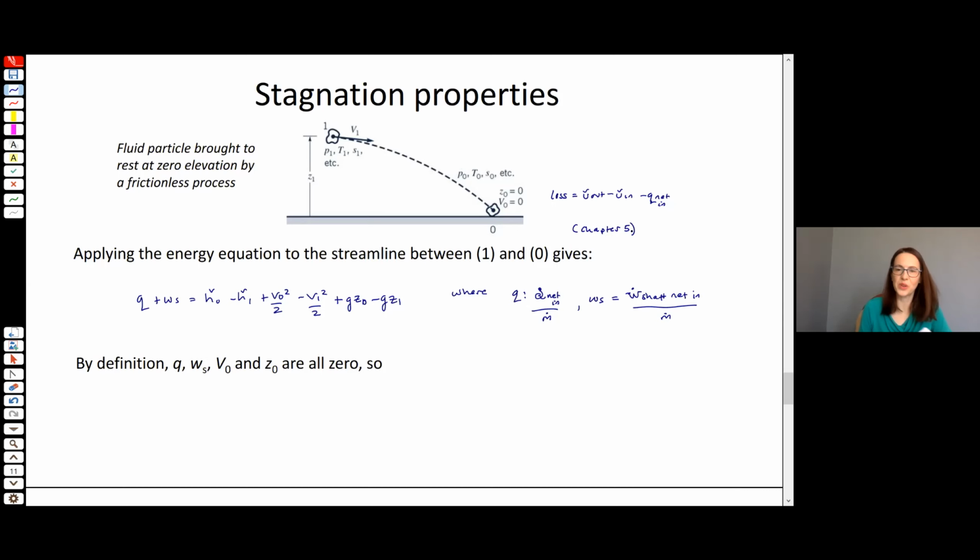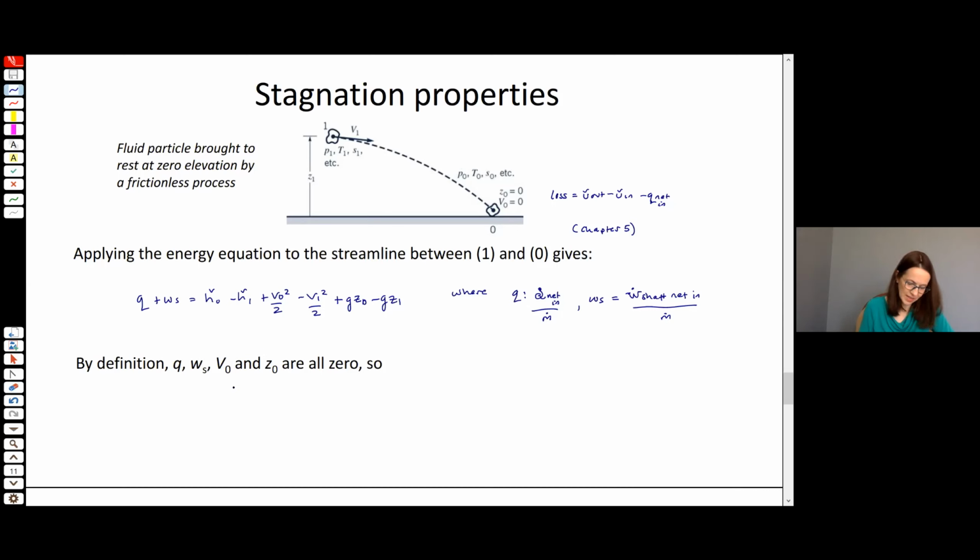Just going back to when we derived the energy equation and the different forms of it. We did talk briefly about enthalpy and internal energy there. By definition, when the fluid particle is at rest on the floor, and we've brought it there by a process that is frictionless, exchanges no heat, and does no work, the heat in is 0. The work, the shaft work, or any kind of work is 0. Its velocity is 0, and its elevation is 0, right?